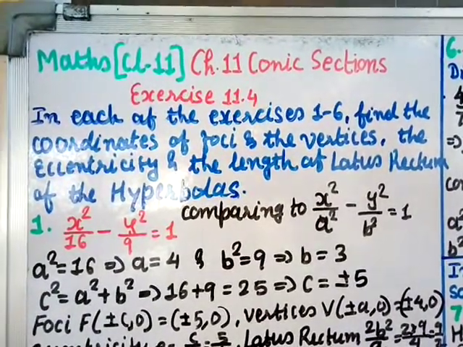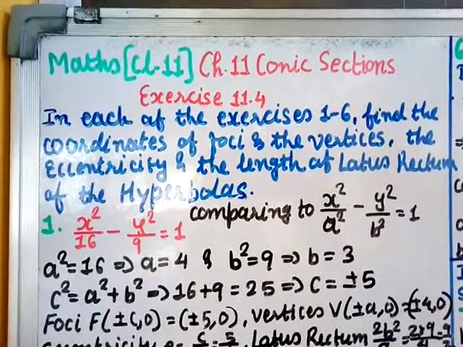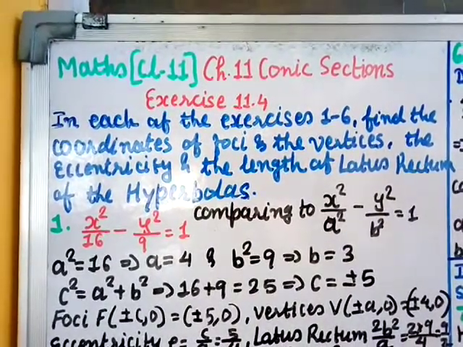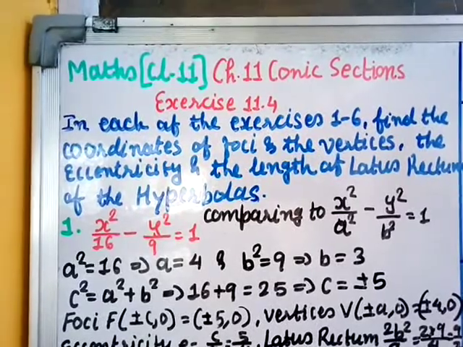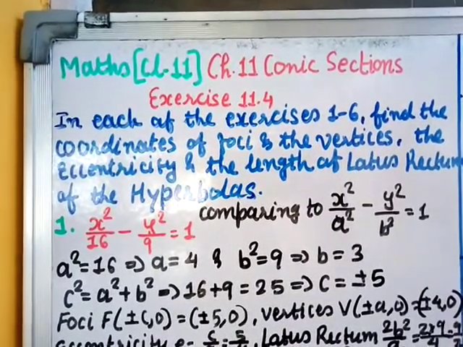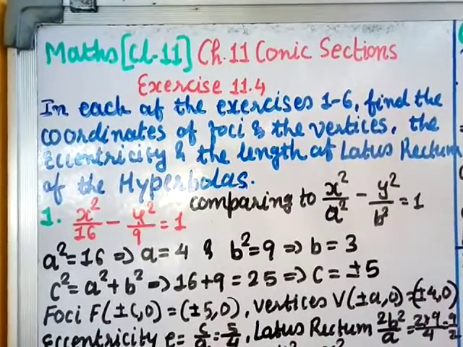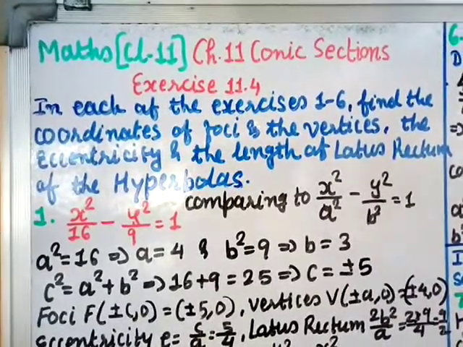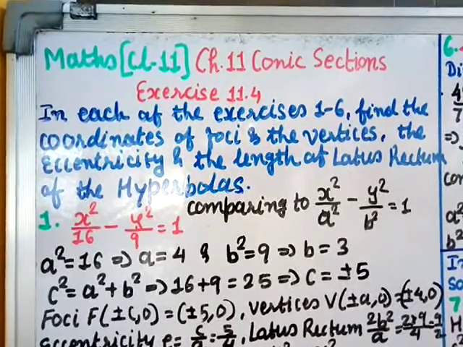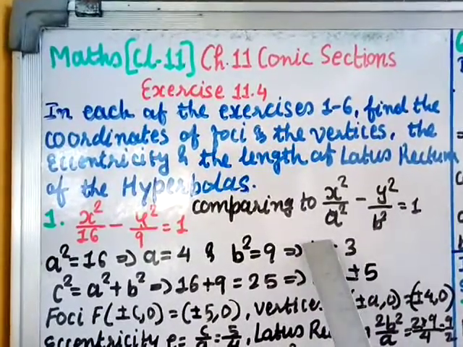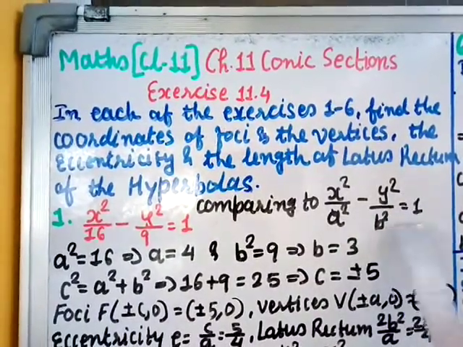In each of the exercises 1 to 6, find the coordinates of foci and the vertices, the eccentricity and the length of latus rectum of the hyperbolas. Question number 1, x square by 16 minus y square by 9 equal to 1. First compare this with the standard equation of hyperbola, that is x square by a square minus y square by b square equal to 1.